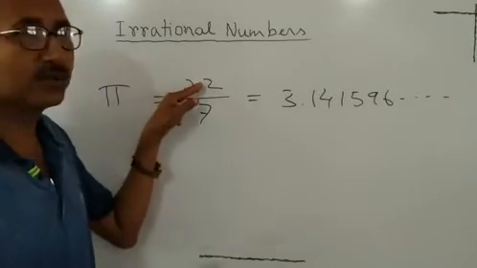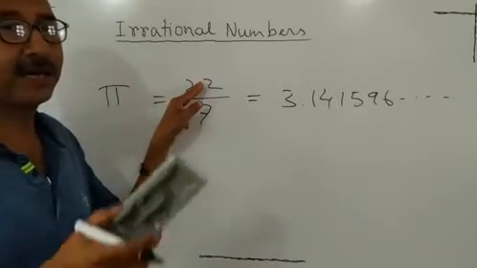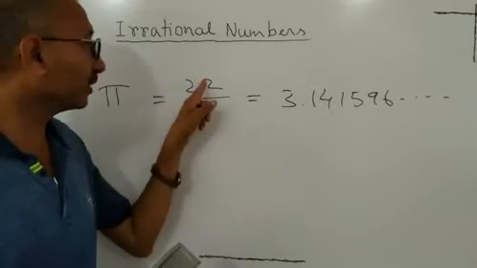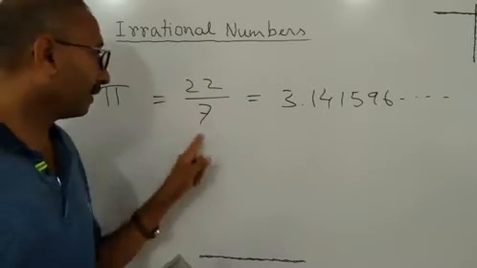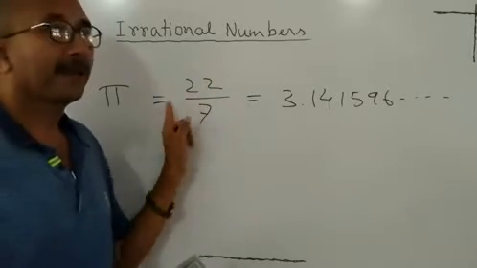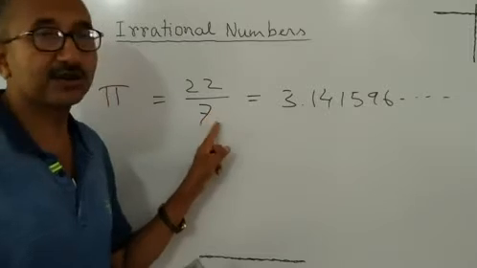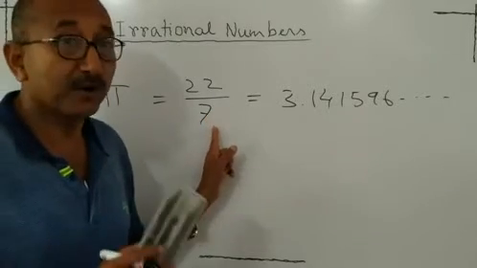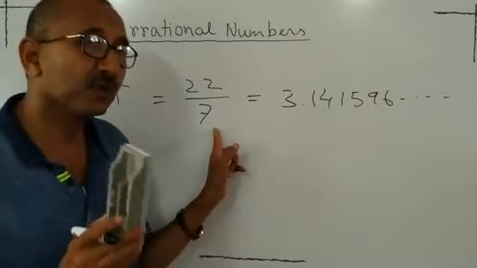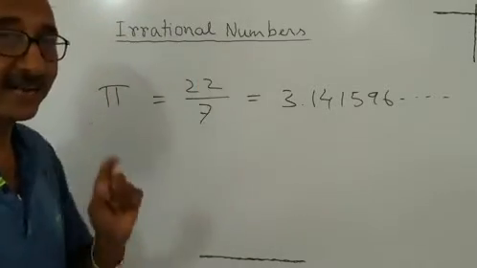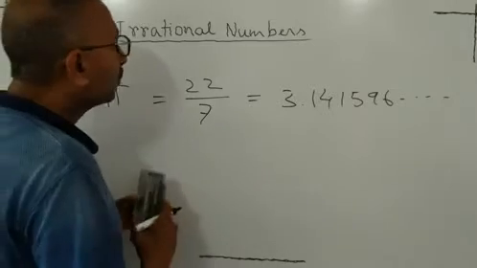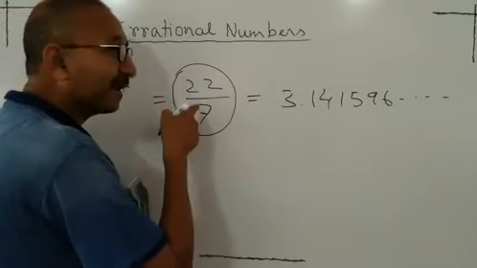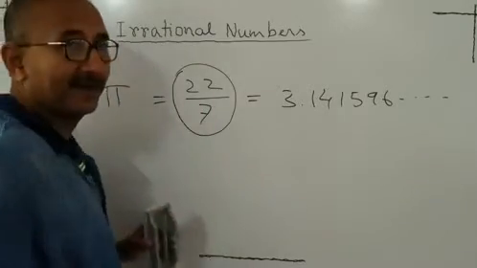So 22 is an integer, 7 is an integer, so we can represent them in the form of p by q. So is this also a rational number? The answer is no, because it is an irrational number. We write 22 by 7, but this is actually an approximate value of pi.